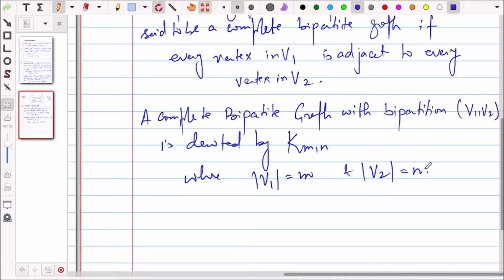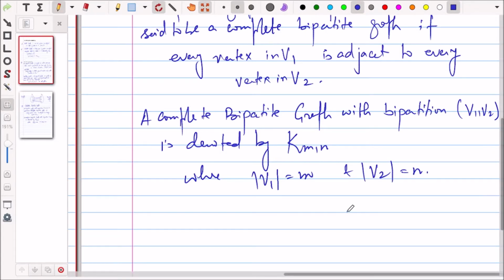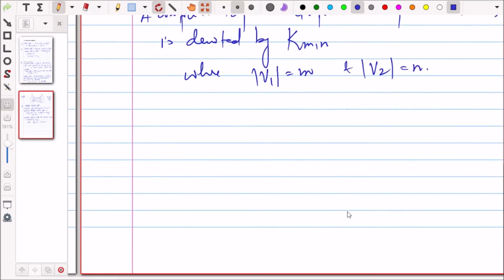Is this notation clear? Yes, sir. Okay, fine. So let us take an example for this. So let us take an example for K3,4.